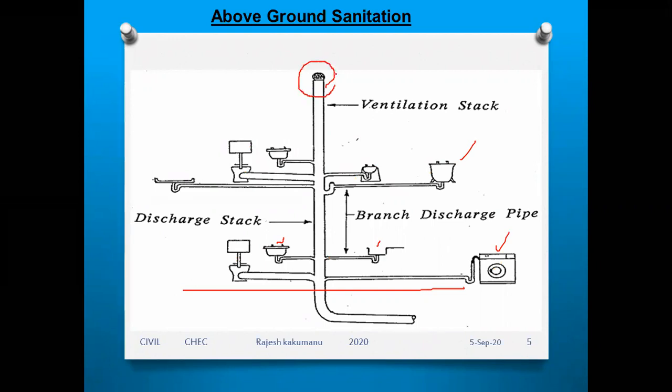That is the ventilation stack point. So like this, you have to draw whenever you get an opportunity, or whenever you are working in a company and have to draw the symbols or show the plan. You have to draw a clear-cut section of the plumbing diagram, right? So this is a plan of a plumbing system. Next.